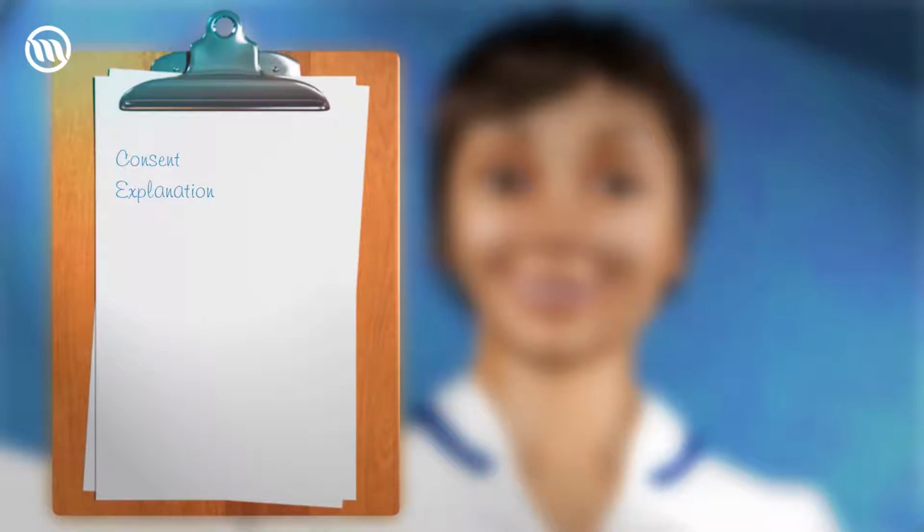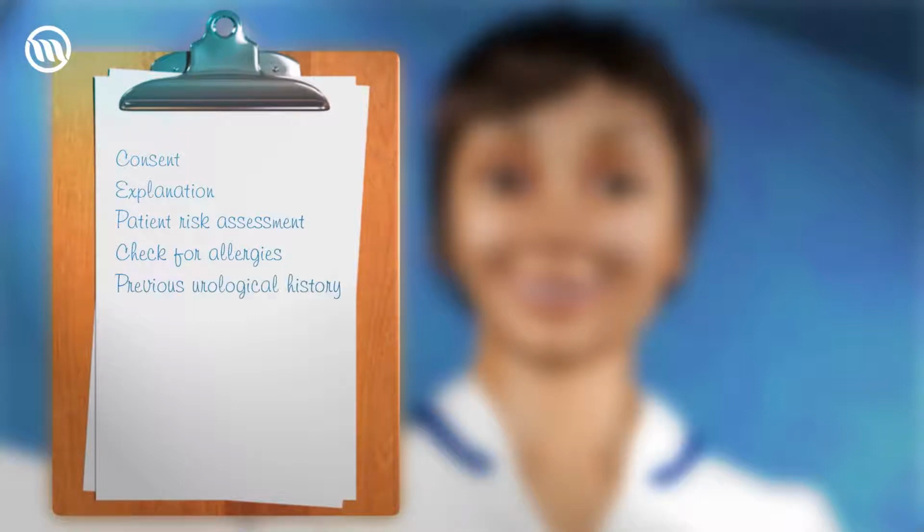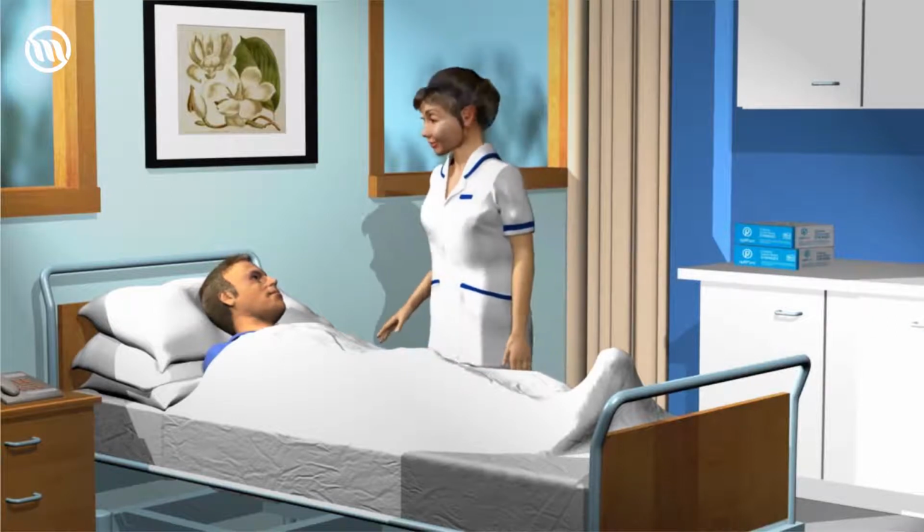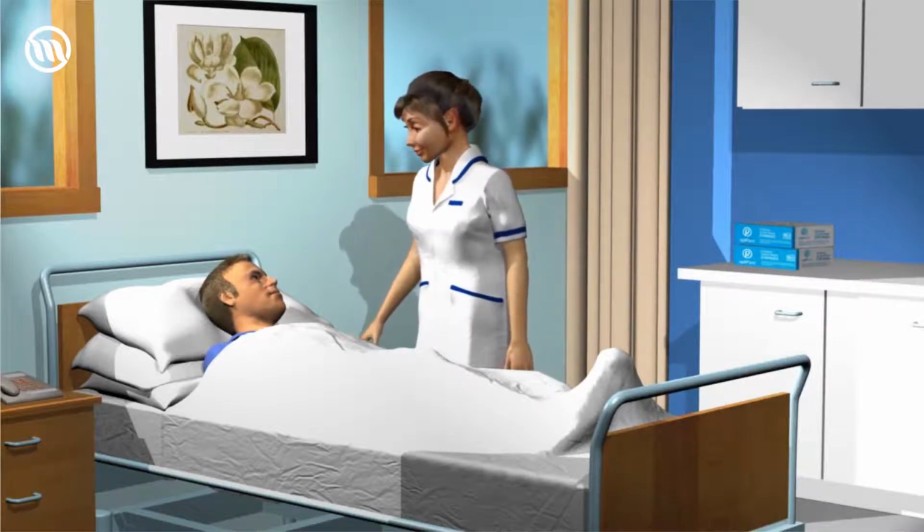Make sure you carry out a risk assessment and you have asked the patient if they have any allergies and identified if they have had any previous catheterizations, urological procedures or surgery, and if there were any complications. Find a suitable environment to carry out the procedure. This may be the patient's bed or in a clinical treatment area.